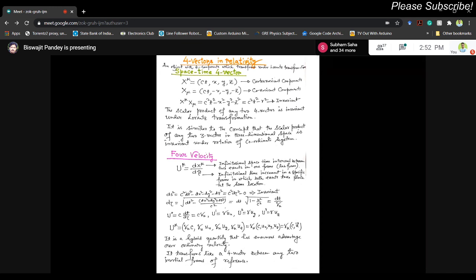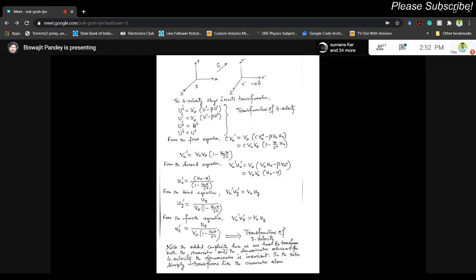Then, since the space-time 4 vector follows Lorentz transformation, the 4 velocity is bound to follow Lorentz transformation. Since the quantity in the denominator is invariant, u mu and x mu will follow the same transformation. Since x mu follows Lorentz transformation, u mu will follow Lorentz transformation. So our life is simpler. We can deal with such 4 vectors in relativity in a very easy manner. And the most important thing is the length of the 4 vector is invariant, it doesn't change. That has also many useful applications.